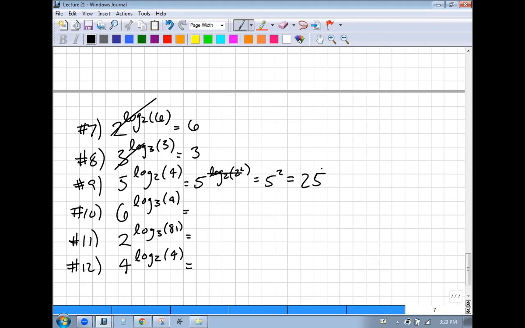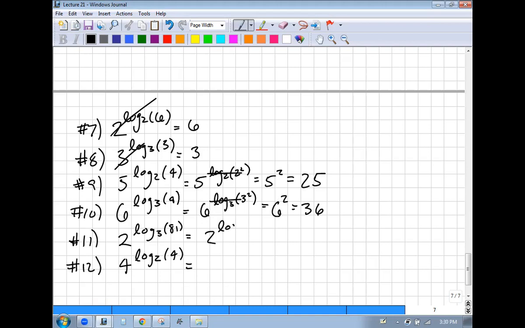Okay. Here we can't undo those because they're not the same base. But I can rewrite this 9 as 3 squared. And log base 3 and 3 to the undo one another. So that 2 comes down, and 6 squared is 36. Same issue here.